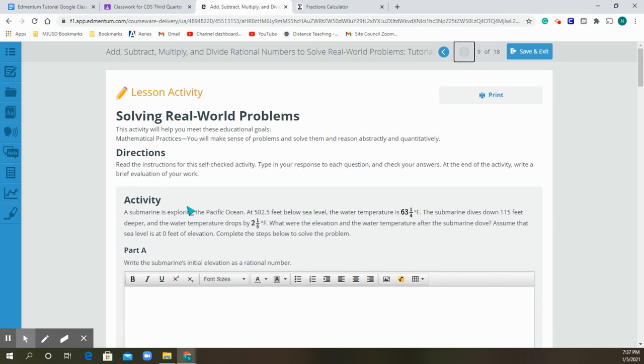Okay. So again, here's the directions. Read the instructions for the self-checked activity. That means you'll do it yourself and you'll check your own answers. Type in your response to each question and check your answers. At the end of the activity, write a brief evaluation of your work.